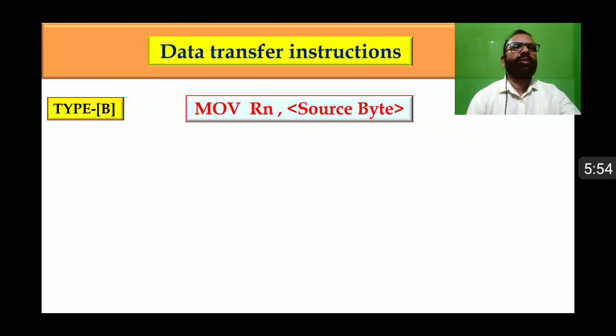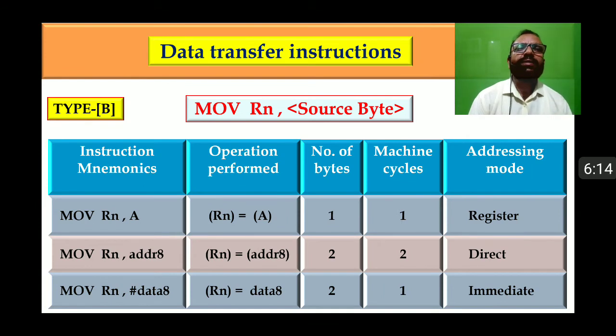The second type of instructions in this group is MOV Rn, source byte. Here the destination is the Rn register. Rn stands for R0 to R7, any working register of the working bank. And the source can be either the accumulator, an 8-bit address, or immediate data. So these are the three instructions from this group, type B.